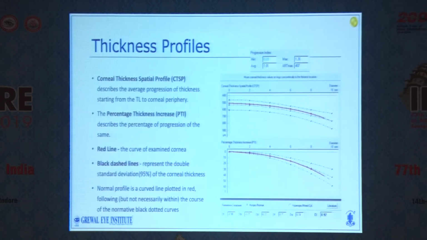The thickness profiles that are displayed will be the corneal thickness spatial profile, which describes the average progression of thickness starting from the thinnest location to the corneal periphery. The percentage thickness increase describes the percentage of progression of the CTSP. The red line is the data of the examined cornea, while the black dashed lines represent the double standard deviation of the corneal thickness. A normal profile will follow the shape of the black dotted lines while not necessarily conforming within them.